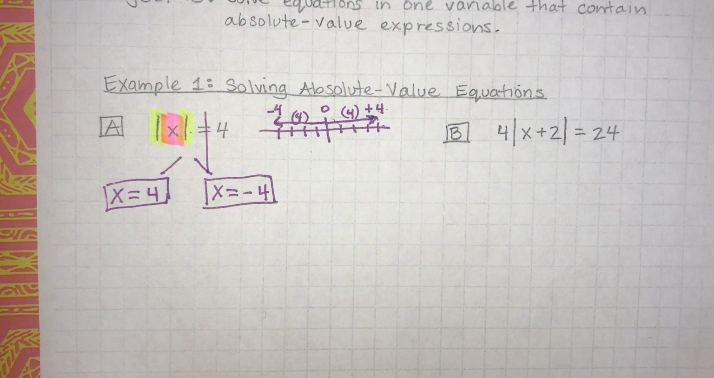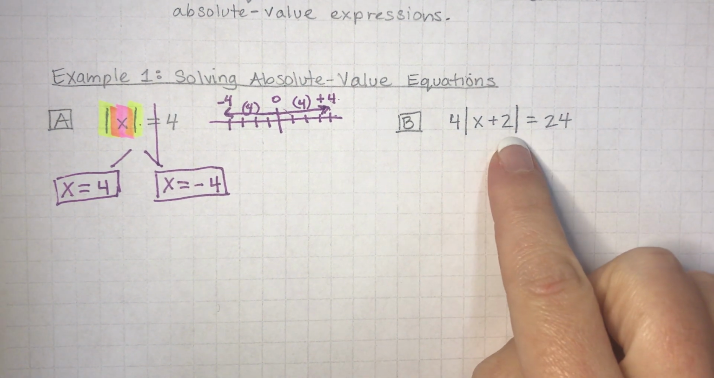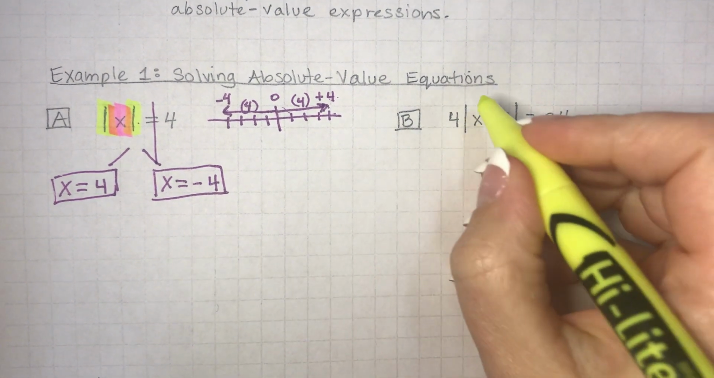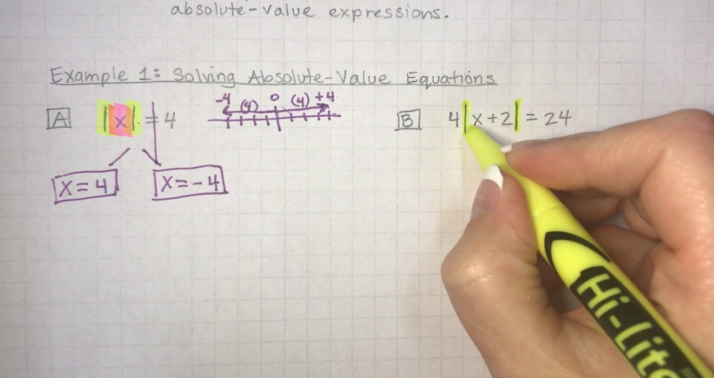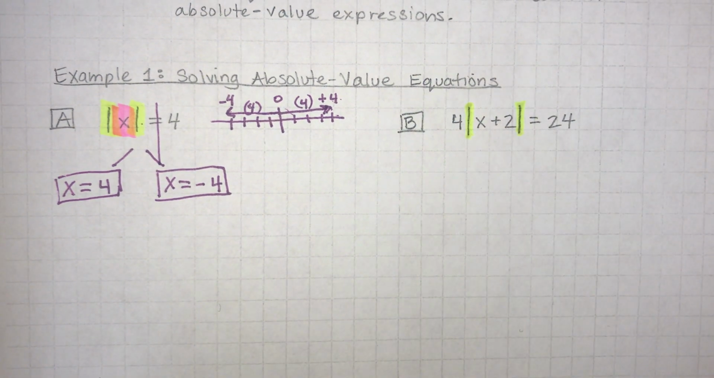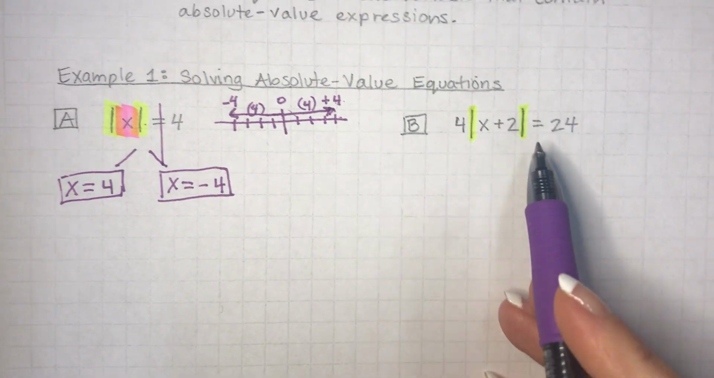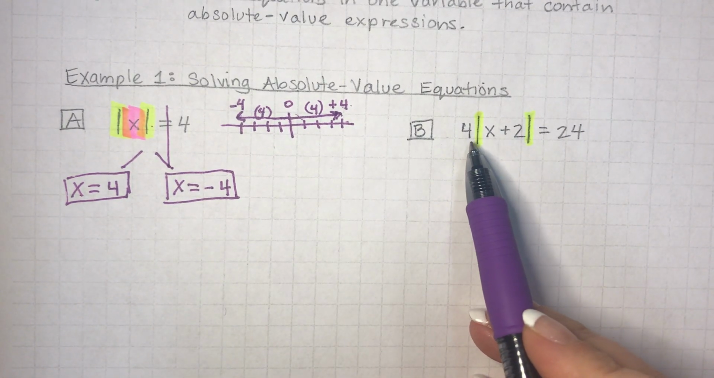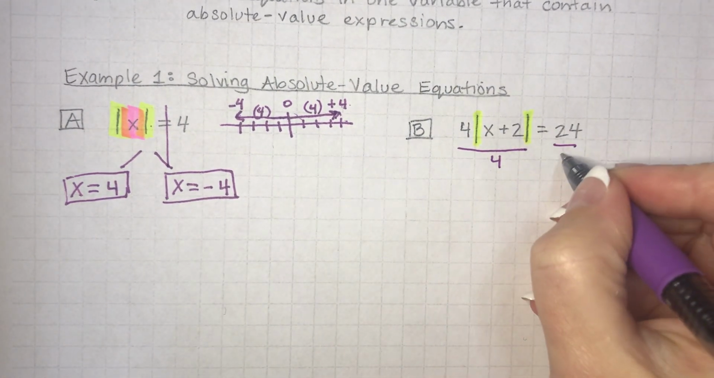All right, let's go ahead and go to problem B. We have 4 multiplied by the absolute value of x plus 2 equals 24. So the first step is always to isolate those absolute value symbols. We want to get these by themselves on this side of the equation. Well, right now, they're not by themselves because there's this 4 multiplied by the absolute value. So we've got to get rid of the 4. So we're going to do the inverse operation, right? This is 4 times. The inverse operation of multiplication is division. So we're going to divide both sides by 4.